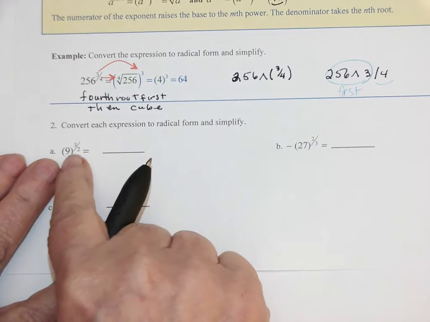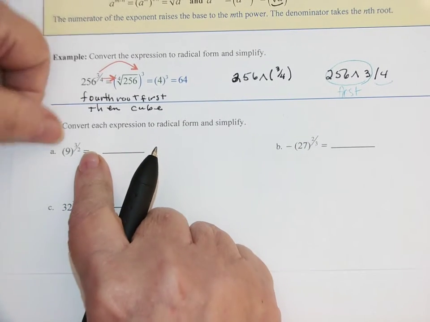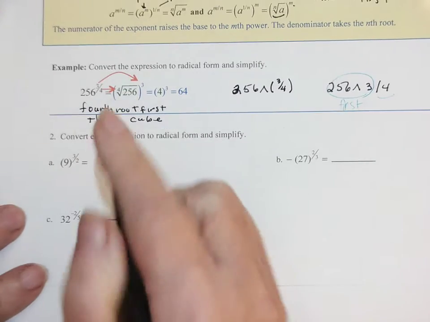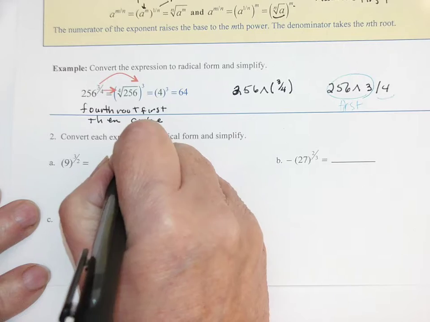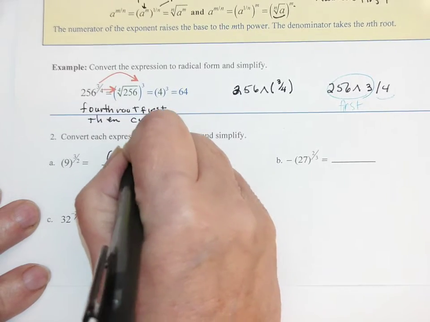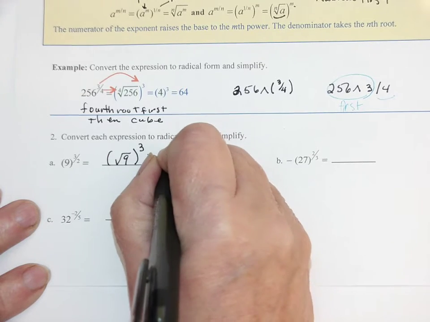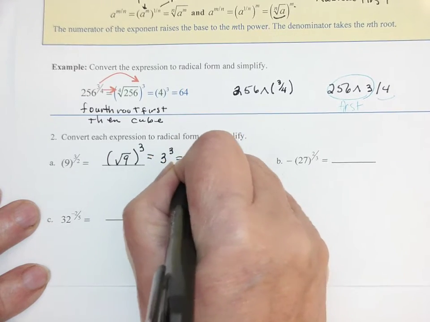So in this case, 9 is a perfect square. So if I just don't look at the numerator, just look at the denominator, that's square root. So what I want to do is take the square root of 9, then cube it, which is 3 cubed. 3 cubed is 27.